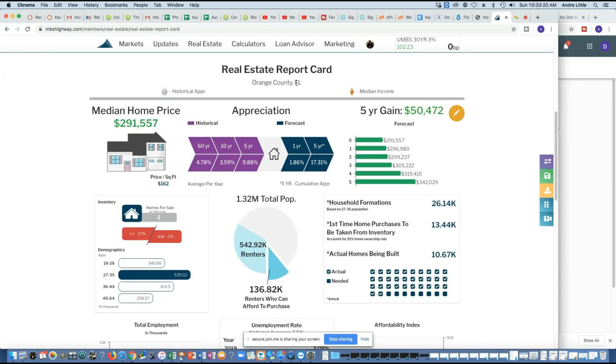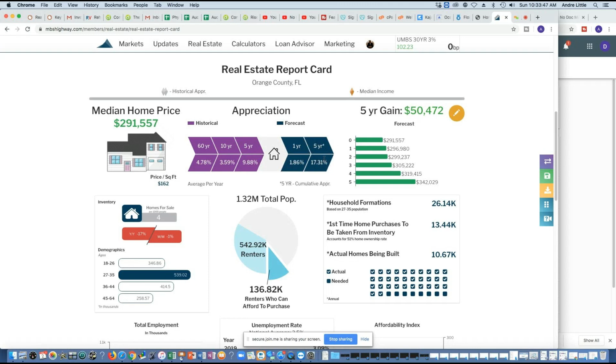I'm going to go and it shows there it's Orange County, pulled in already. Median home price, $291,557. Remember I said the average price when we're going to buy $300,000. Historical average over 60 years is actually 4.78%. 10-year average 3.59%. 5-year average 9.88%. Then it shows here going forecast 1 year 1.86, 5 year 17.31.